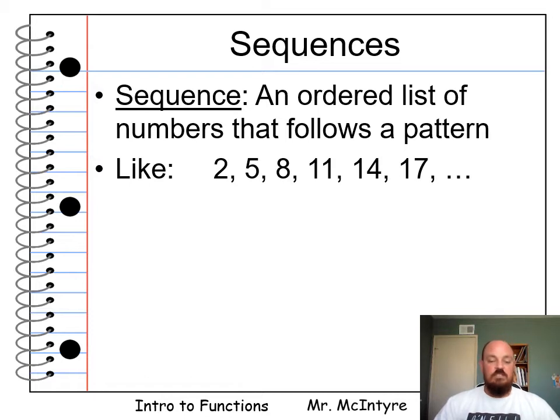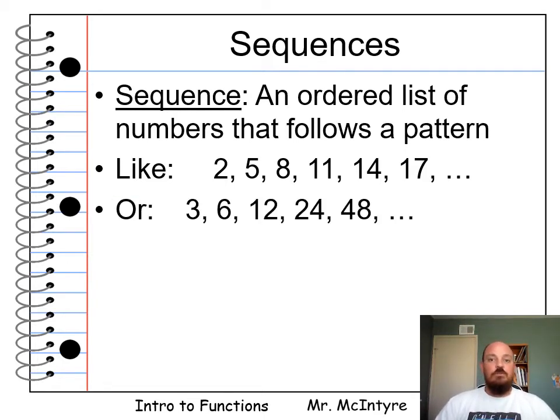So here's an example of a sequence. This is a sequence I made by starting with the number 2 and then adding 3 each time. That's a pattern. Here's another sequence. This time I started with the number 3 and I multiplied by 2 each time. So these are two very simple patterns, easy to see. Sometimes the pattern is a little bit trickier, a little harder to see, but there always is a pattern to every sequence, no matter what.